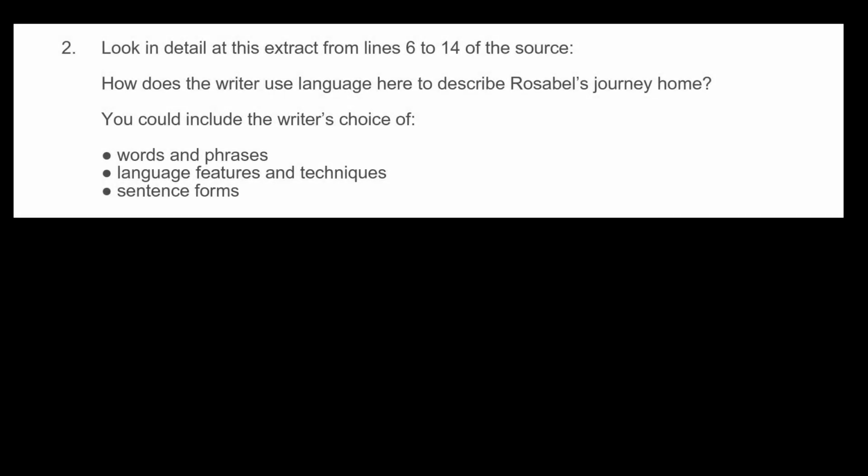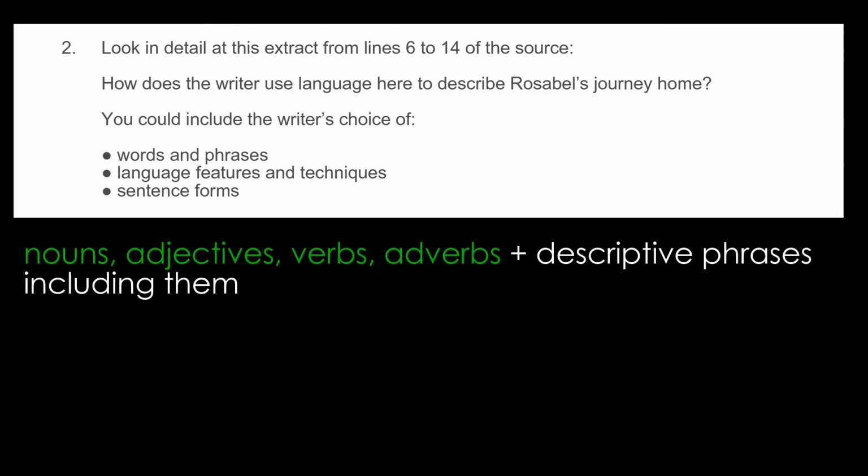So going on to question 2. This question will always ask you to analyse how a writer has used language in a section of the text to describe something or to achieve a certain effect, and will suggest the kinds of things to look at. Look in detail at this extract from lines 6 to 14 of the source. How does the writer use language here to describe Rosabel's journey home? You could include the writer's choice of words and phrases. These include nouns, adjectives, verbs, adverbs, and the descriptive phrases which include them.